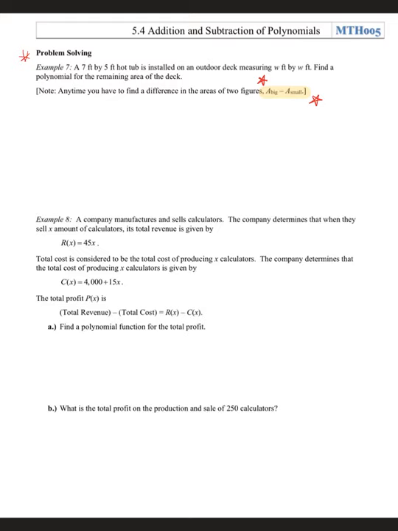So we have a deck, and we're putting a hot tub on the deck. It says our outdoor deck measures W feet by W feet. So let's think, W feet by W feet is the deck. So I'm going to represent my deck using this black here. Since the size is W feet by W feet, that tells us the deck is going to be a square because it's the same measurement on both sides. So W feet by W feet.